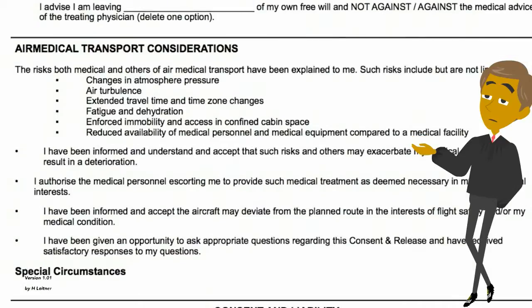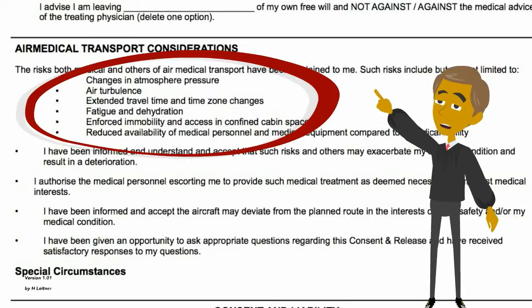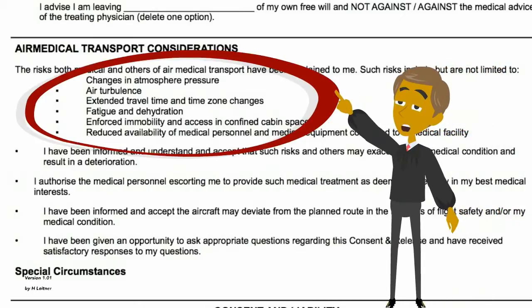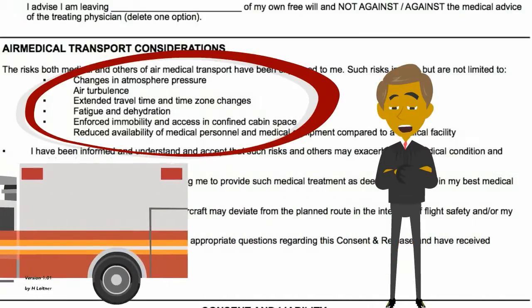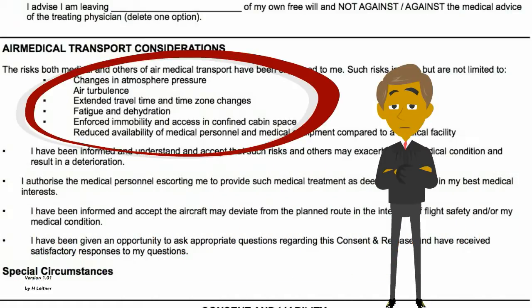In this section, you will find information about the possible risks to the patient. During evacuation, you must be sure that you understand the risks, because you must explain it to the patient. Now, this form is for air medical transport. There are also forms for a ground transport or road ambulance. A high-risk form is used for the critically ill patients.